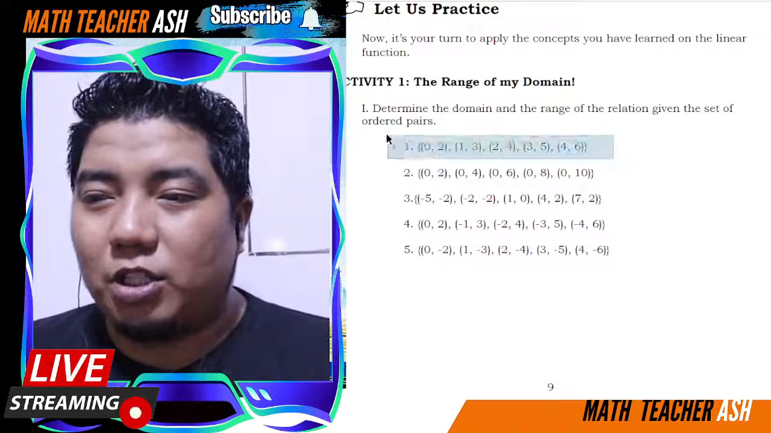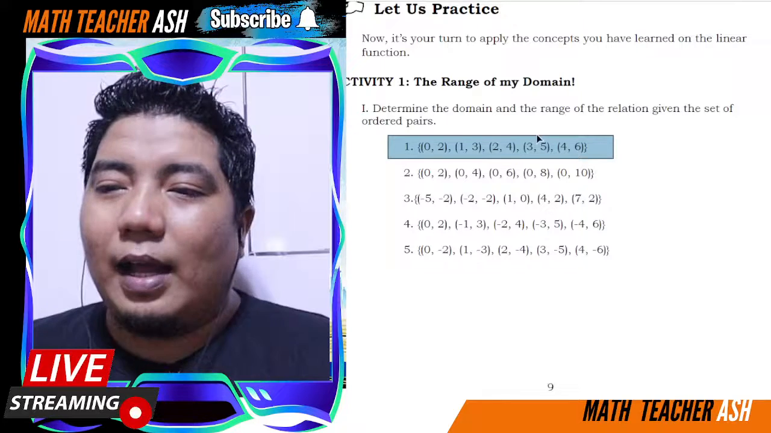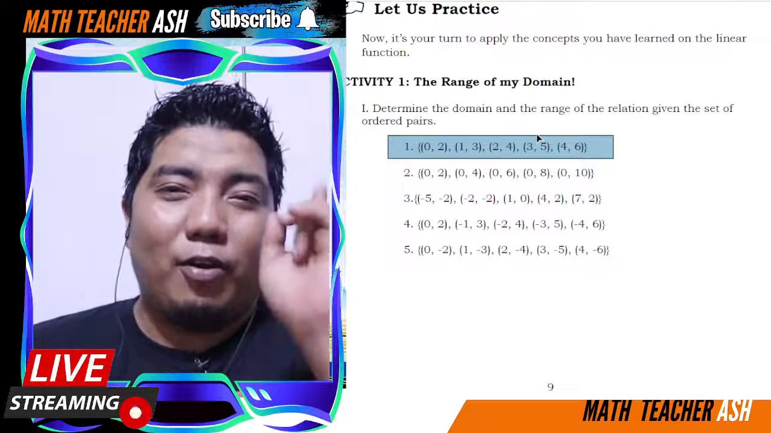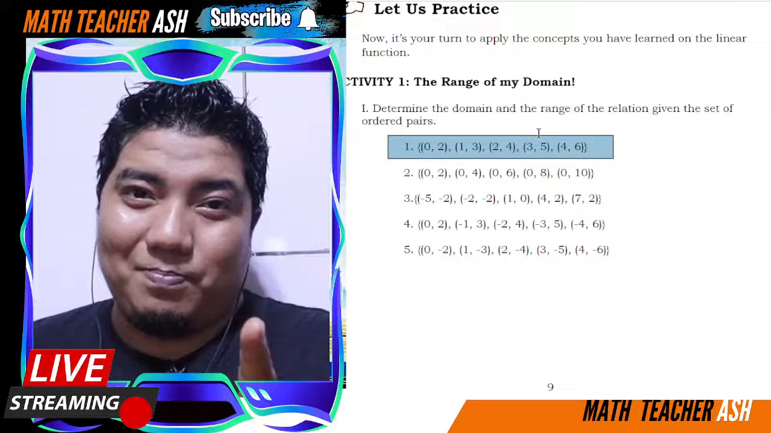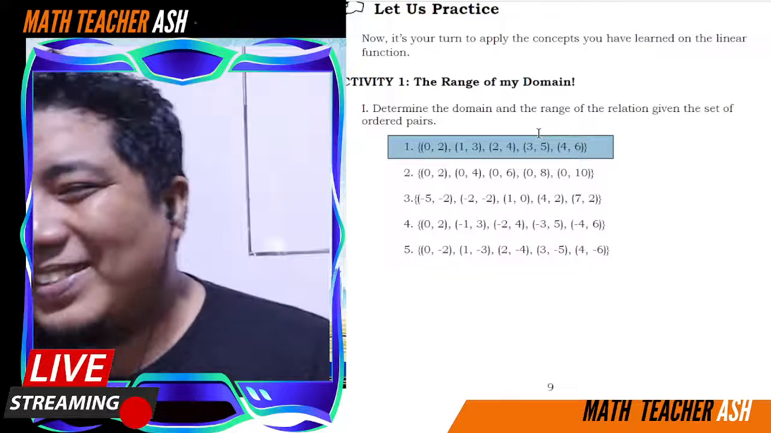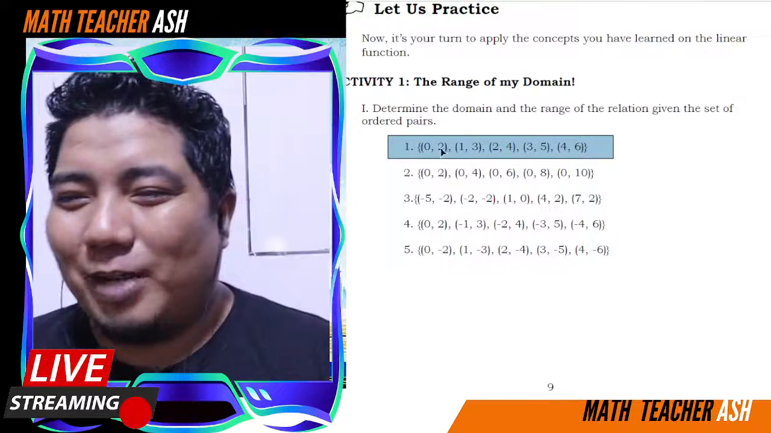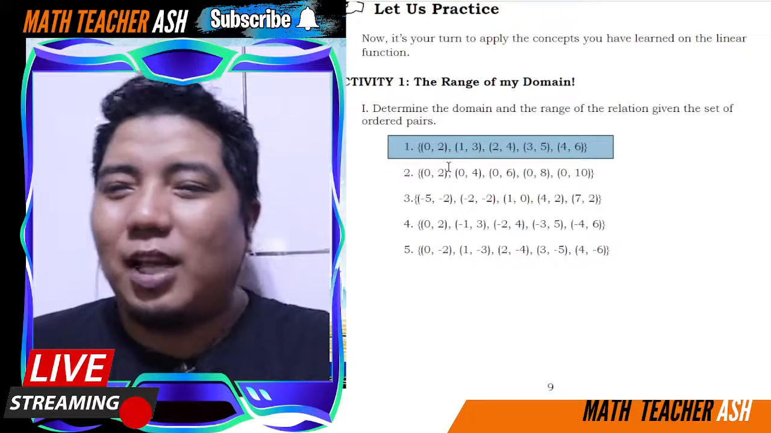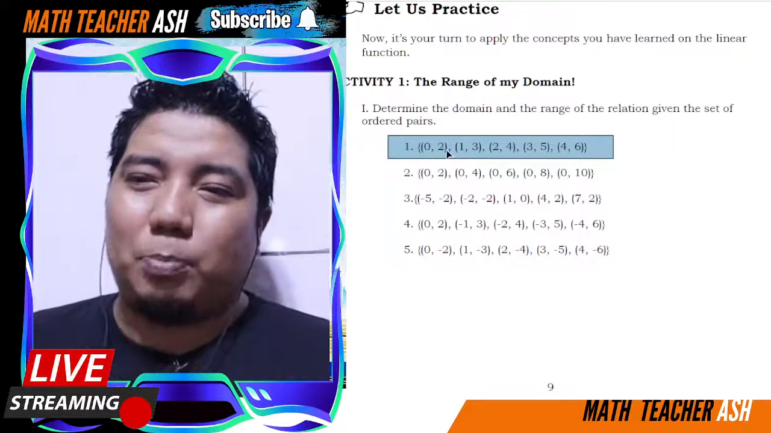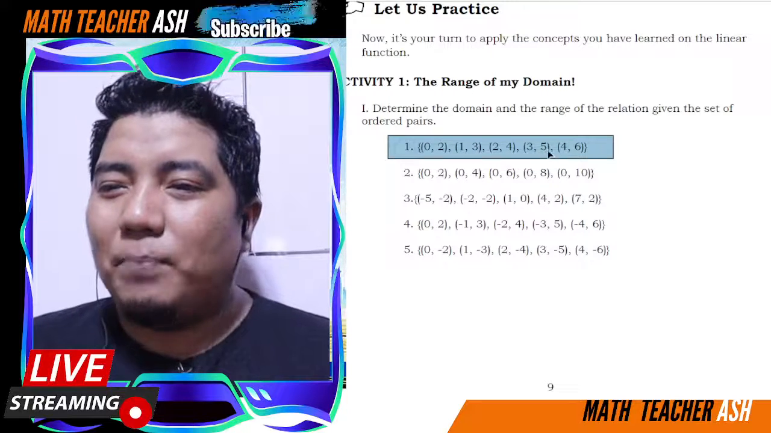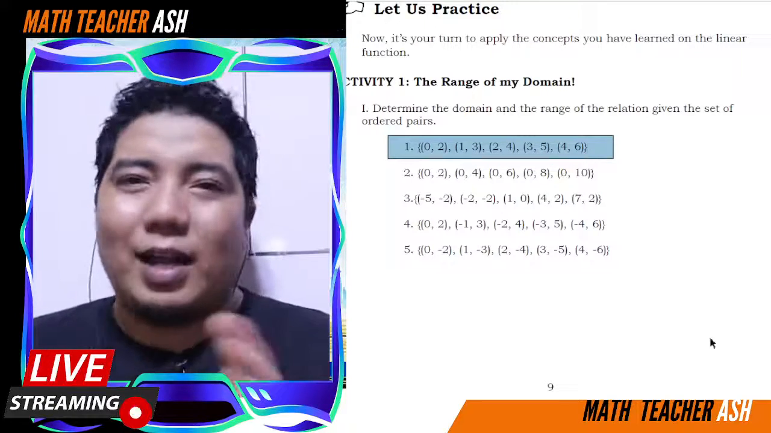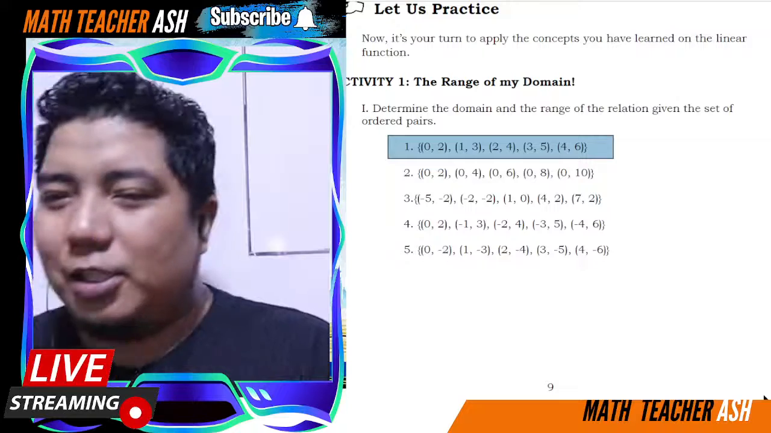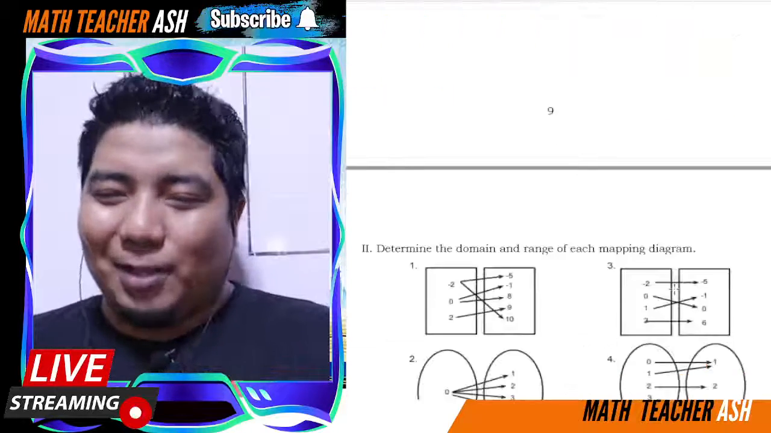So, dito, syempre, ang gagawin mo lang, lahat ng domain ay ang mga first number sa each pair. Okay, first number sa each pair. So, 0, 1, 2, 3, and 4. And for the range, that is the second number in each pair. So, 2, 3, 4, 5, and 6. Ganun lang kadali, my dear math learners. So, I'm sure kayang-kaya niyo yan dito.